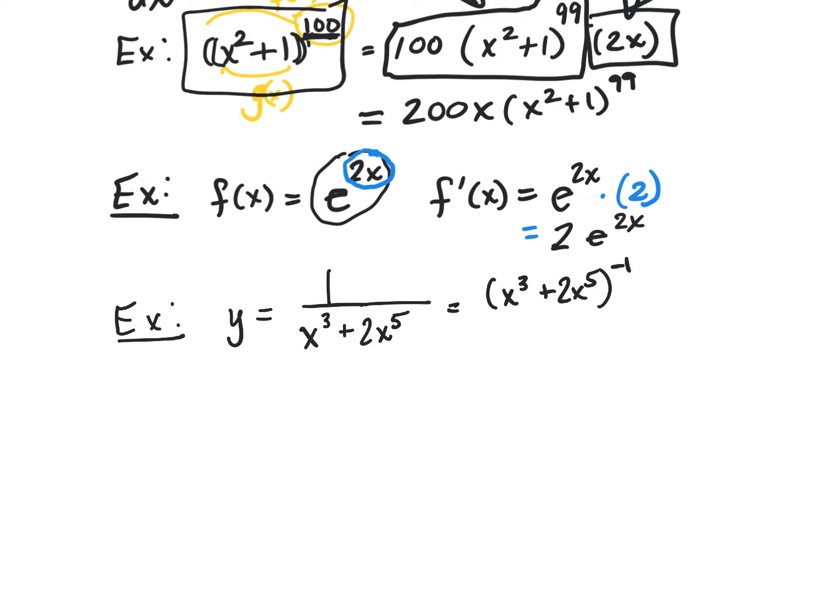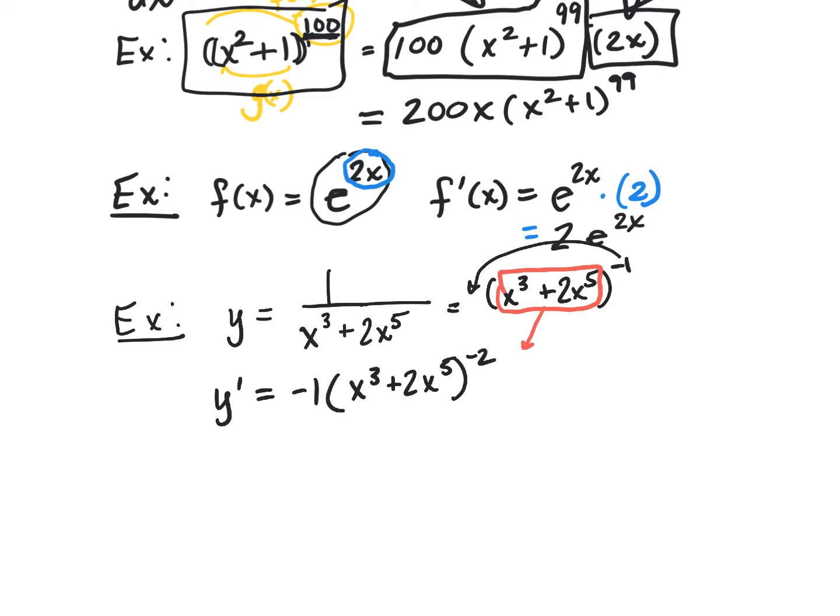All right, so if we're doing y prime, let's talk about the outside function as a whole. What would I do for the outside function as a whole? Multiply everything by -1. Good. So we take the -1 and put it to the front, and then the whole thing goes down by 1, so it's -2. And then we have to do what's inside, don't we? So now we take the derivative of what's inside, and that's what? 3x squared plus 10x to the 4th.